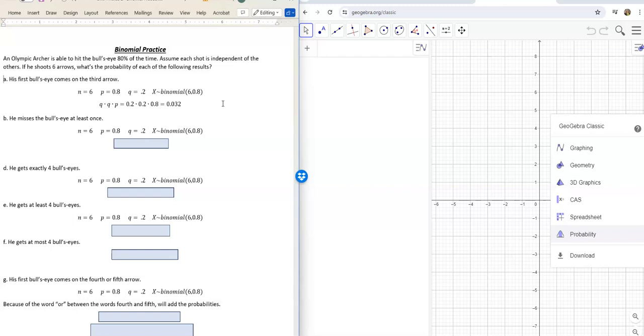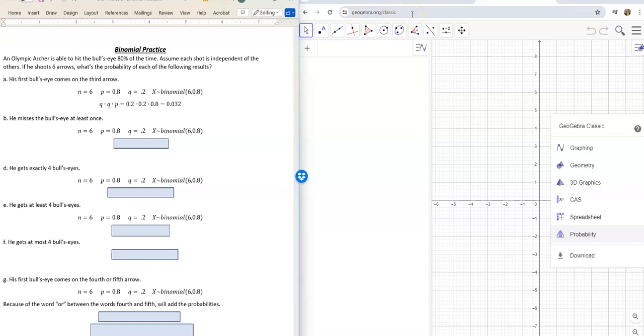And the second one, it's saying he misses the bullseye at least once. So for this one, it's a little different because we're talking about missing. And so actually, we're going to use the Q as our success because we want to know how many times he's missing. We're not asking that he gets the bullseye. So because we're saying we're missing it, we're going to use Q as our success here. So that's a little bit confusing.